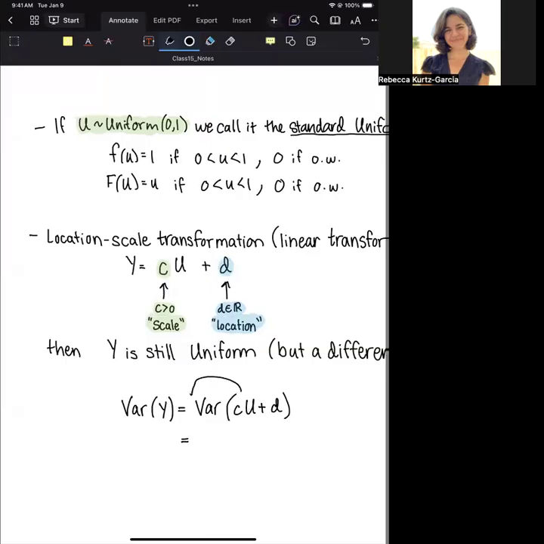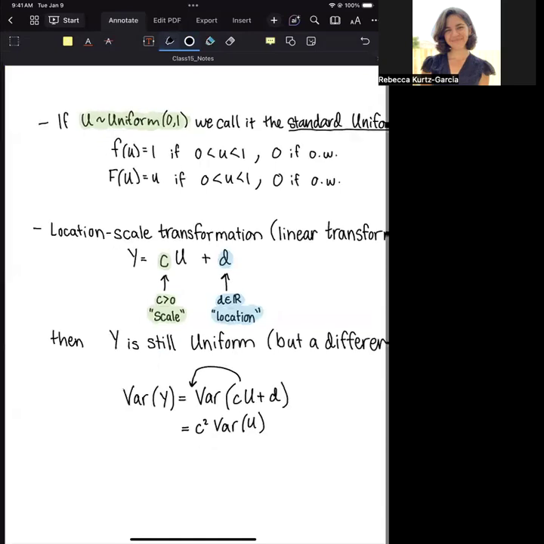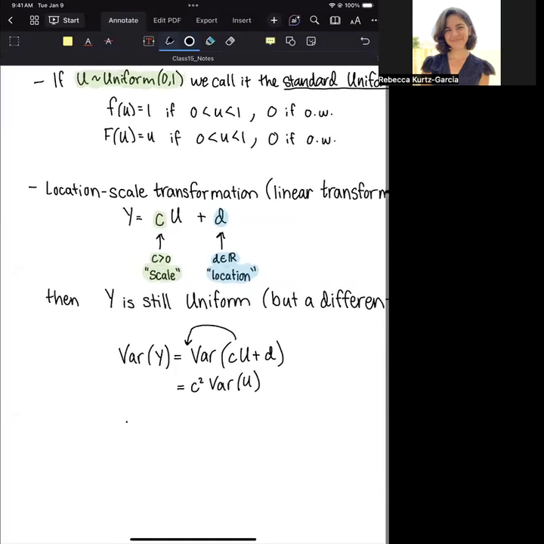And what we can remember about that is we have a little shortcut or a property that we learned about where we can pull C out in front and just square it. We can show mathematically that's the right thing to do, but we can also just remember the property. So this just becomes C squared times the variance of U. So in the location scale transformation, we've had both a C and a D term, but only the C term affected the variability or the scale of the data.